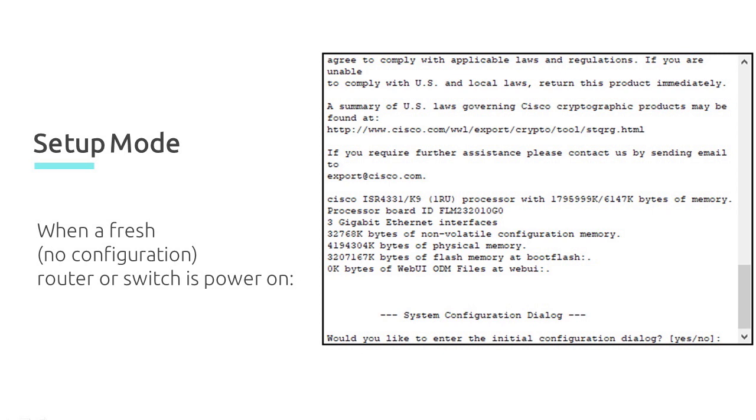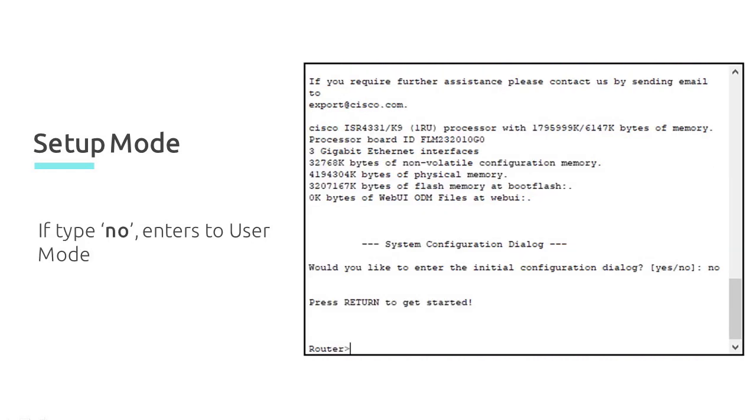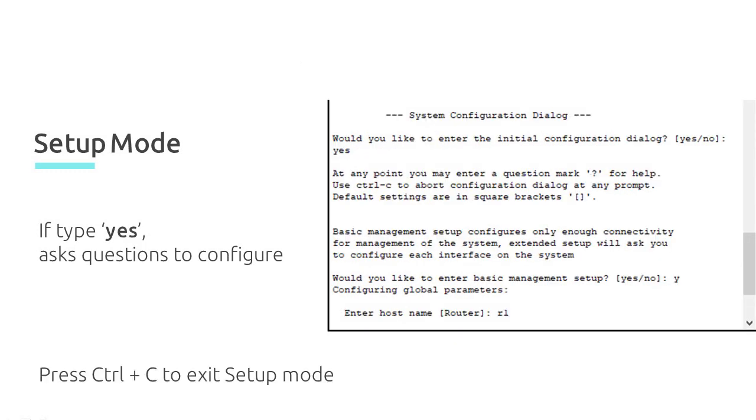Setup mode. When powering up a router without a configuration, it enters this mode. Setup mode is a system configuration dialog. Would you like to enter the initial configuration dialog? Your answer is yes or no. If the answer is no, it enters the user mode. If the answer is yes, after answering all the questions that are given, you can configure the router.